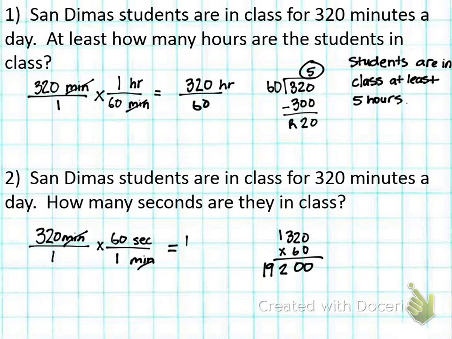So then our answer is going to be 19,200 seconds. Once we're done, we're going to write: students are in class 19,200 seconds. That's a lot of seconds a day.